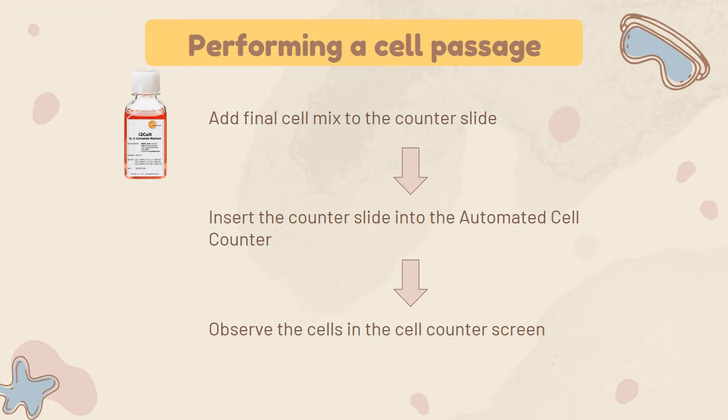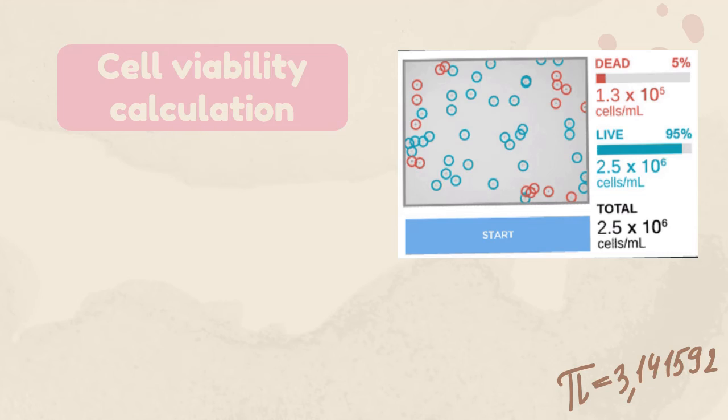Then observe the cells in the cell counter screen, which will show that they look different from when they are attached. This is because cells are round in suspension. From the simulations, the cells look healthy, implying the proper observance of the aseptic technique, preparation of reagents, and performance of cell passage.